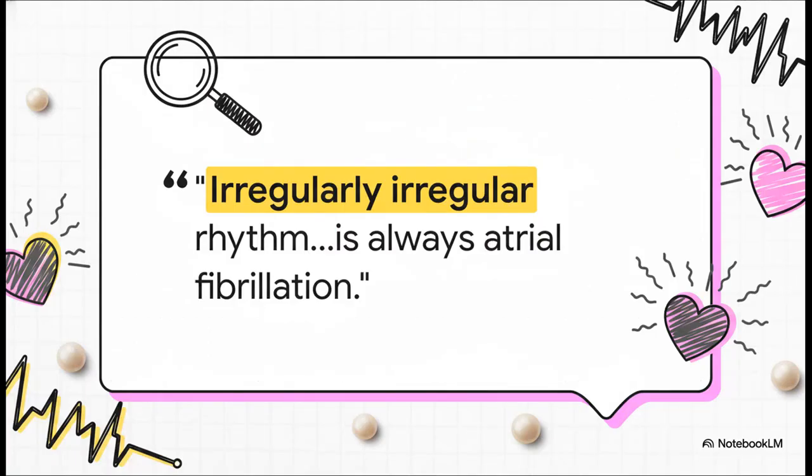And this is a real gem from Dr. Farhad's notes, a golden rule really. If the rhythm is irregularly irregular, it's AFib, period. It's one of the very few things that's basically an absolute in ECG interpretation.